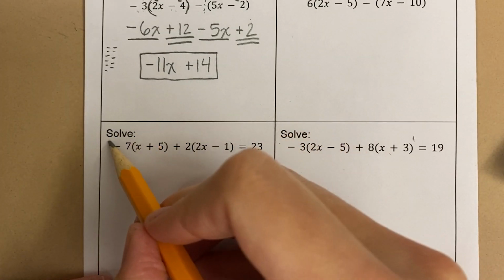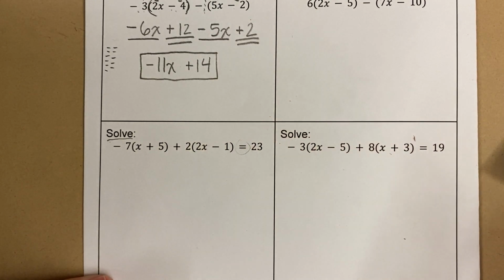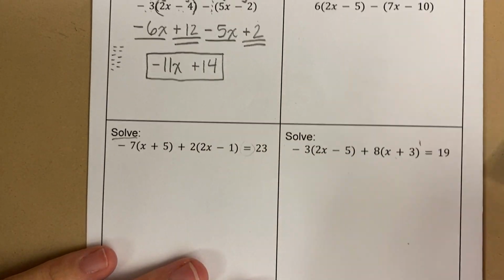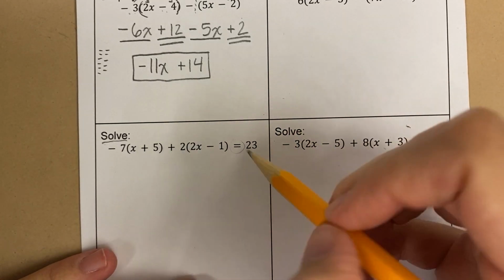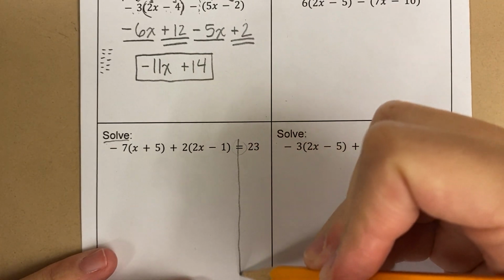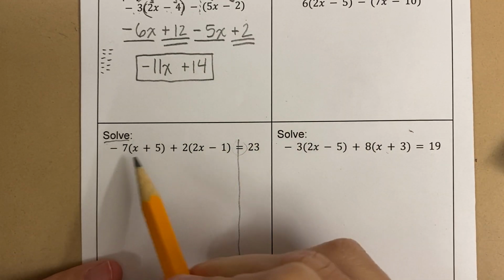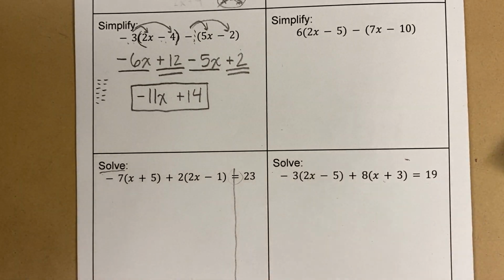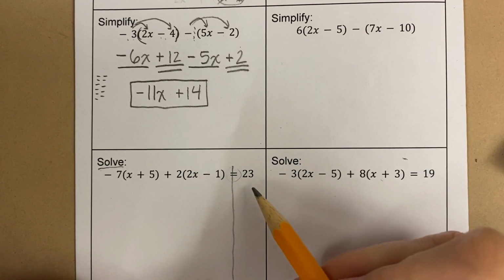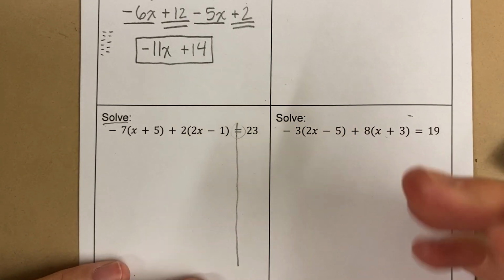All right, here we go. Something's changed. This says solve, and there's an equal sign. So now my answer is going to look like x equals something. Here's my equal sign. So I'm going to start just the way I did up here, simplifying, combining like terms, distributing, all that good stuff. And then I'm only going to actually do the solving part at the end.